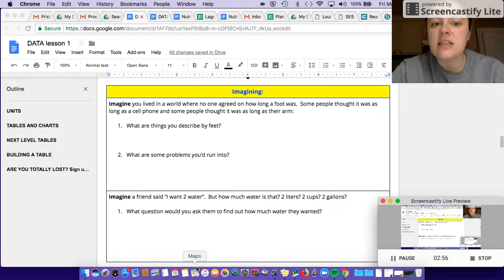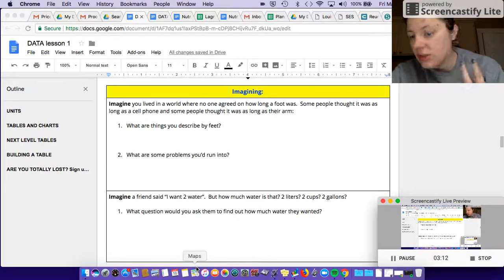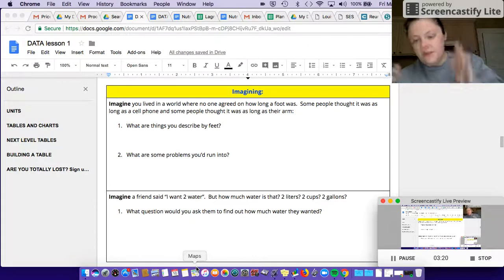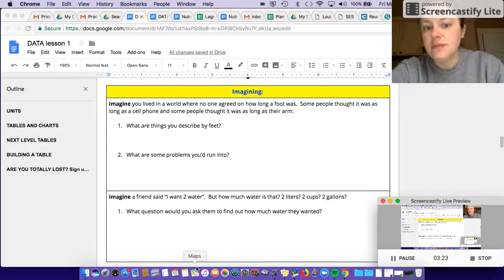This yellow box is about imagining a world where there are no units. Imagine that if someone asks how tall you are, you say, well, I'm 57. 57 what? Well, if we don't have the words inches and feet, and no one agrees on how long a foot is. Some people think a foot is this long. Some people think it's this long. Some people think it's this long. If there's no agreement on what a foot means, it'd be very hard to describe how big something is or how far away something is. So imagine what that might be like. That's what this is about.